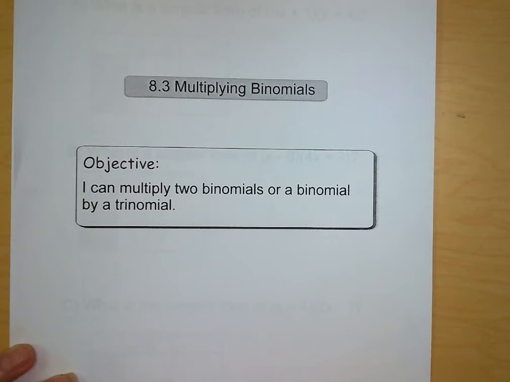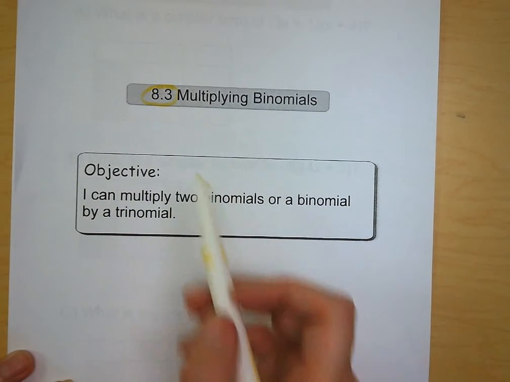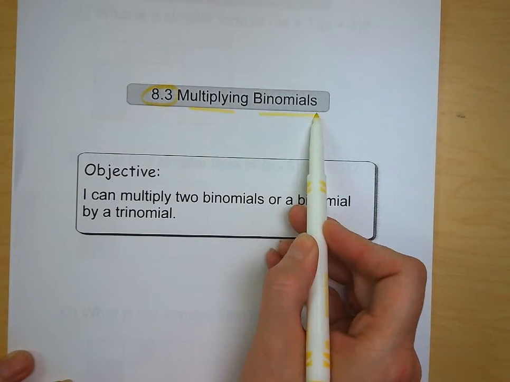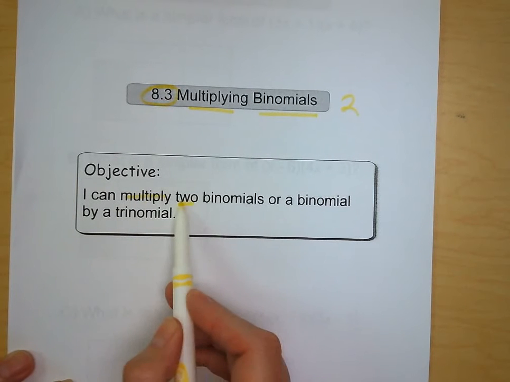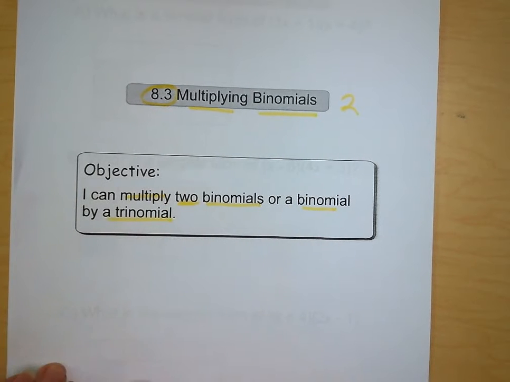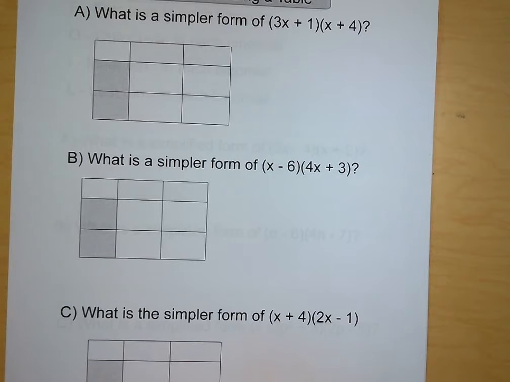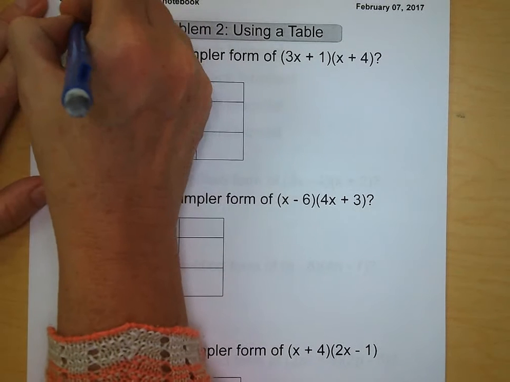Alright, hello everybody, and welcome to section 8.3, Multiplying Binomials. Our objective for the day is to multiply two binomials or a binomial by a trinomial. So if you'll notice in your notes packet, we are skipping problem number 1, and we are just going to start right away with problem 2 using a table.